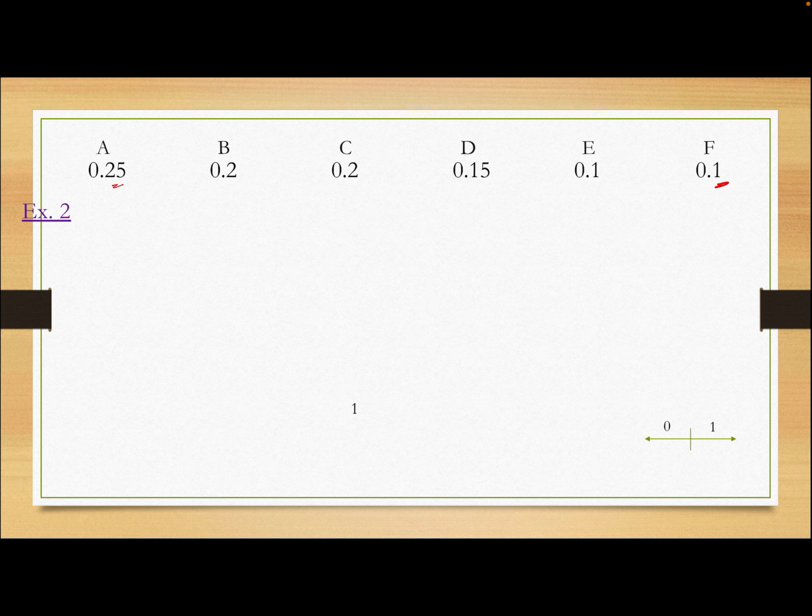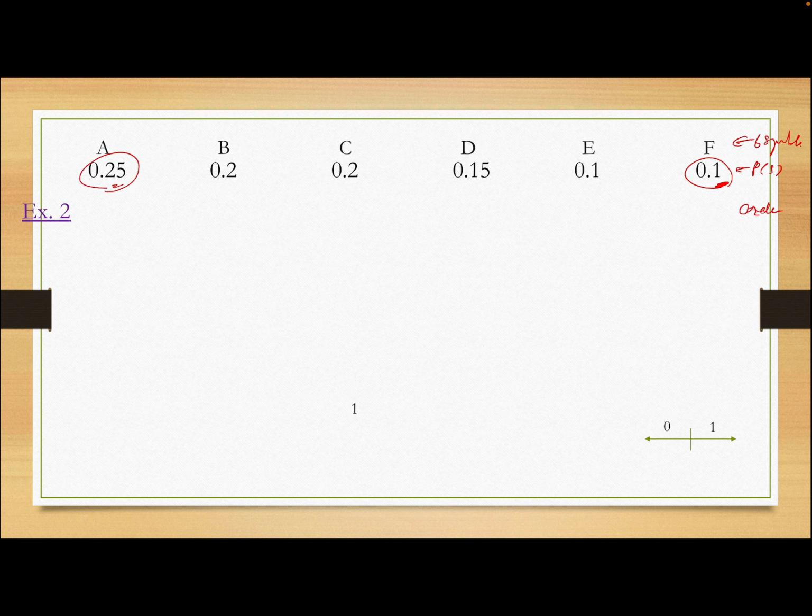Now remember that these probabilities are from 0.1 to 0.3, compared to the next one, which is 0.1 to 0.25. And you have 0.1, 0.1, so they are kind of similar probabilities. In this case you have 6 symbols. The second example, this is the probability of symbols.